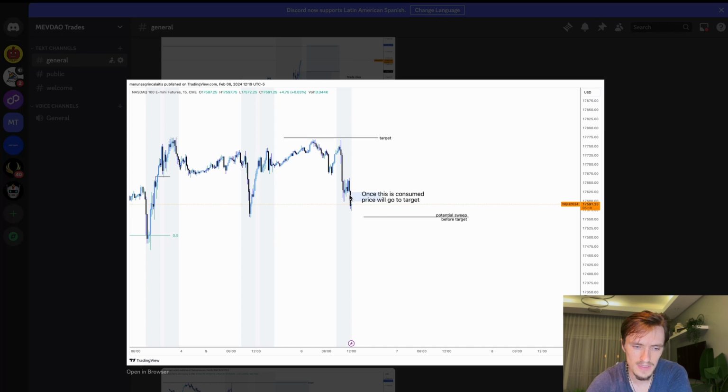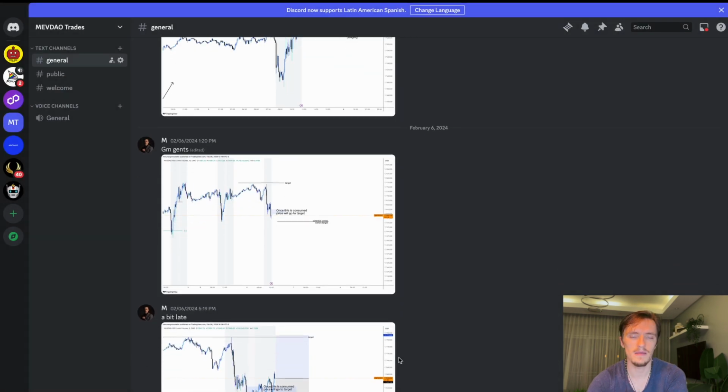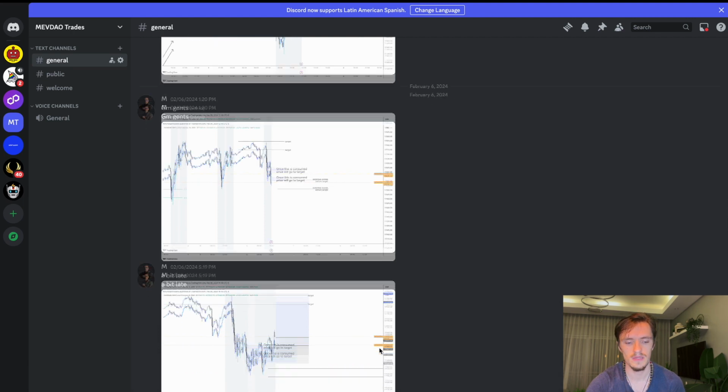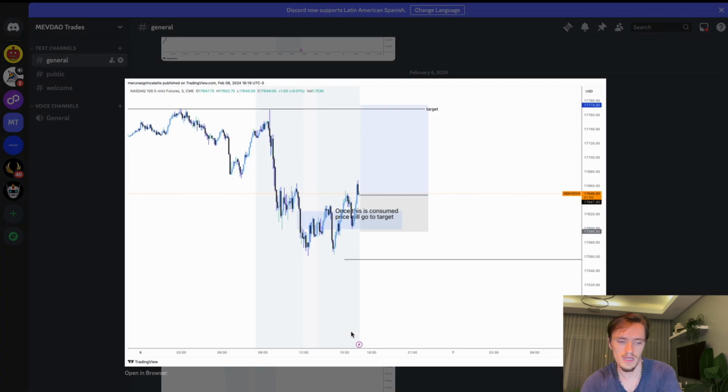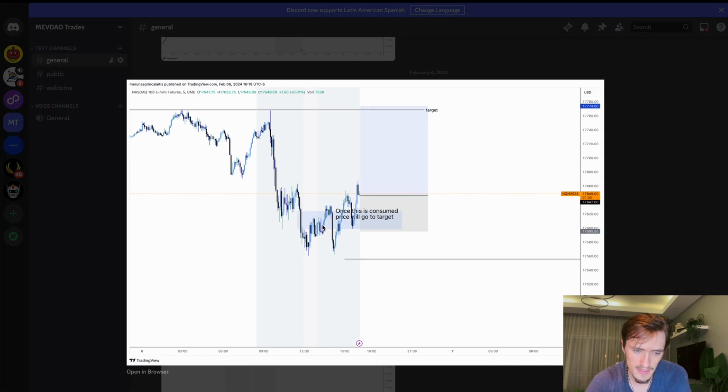That's why I'm saying once this fair value gap is consumed, I want to go up there. And if there is a sweep, because these are almost equal lows, then I want that to be swept before going up. But you never know exactly what's going to happen. You can only predict things that you expect to happen. So yeah, that's what happened.